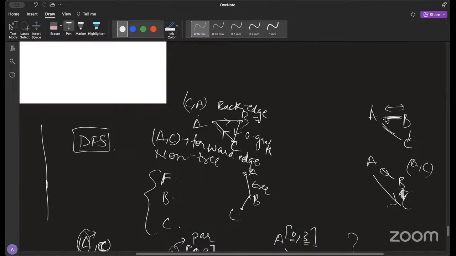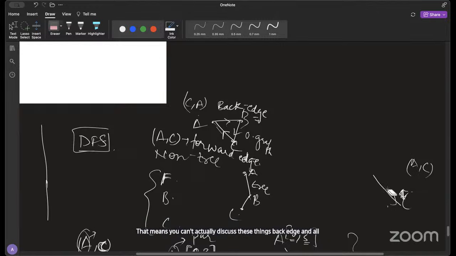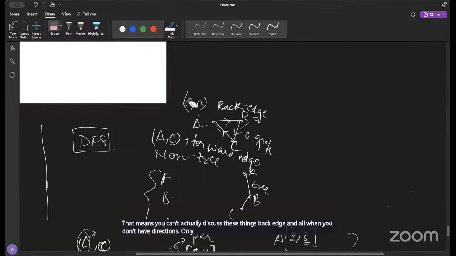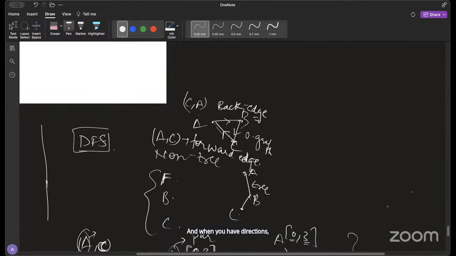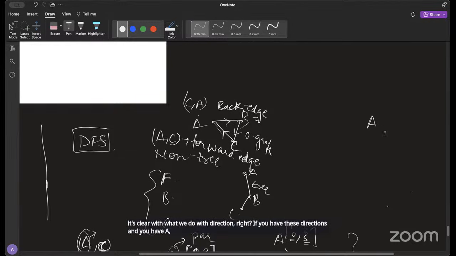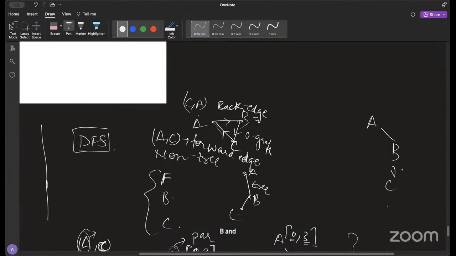In an undirected graph, a single edge is usually considered in both directions. That means you can't actually discuss things like back edges when you don't have directions. Only with directions can you do these things. And when you have directions, it's clear what we do with them. If you have these directions, then you have A, B, and C in this order.